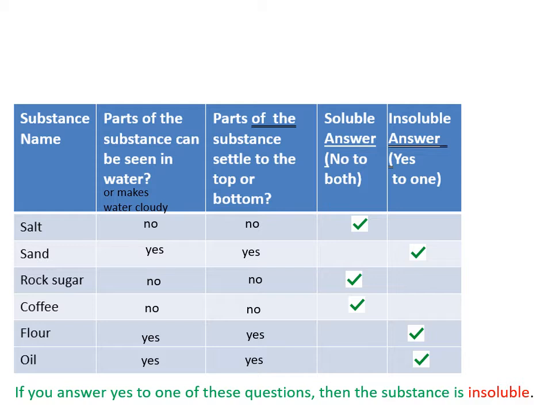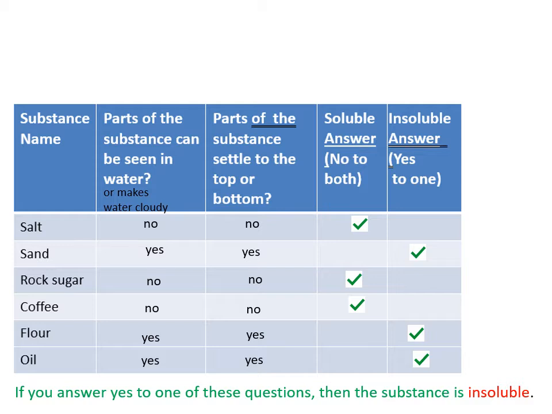So these were our results of the table and whether or not each substance was soluble or insoluble. So for example, we have salt. When we put it in water and stirred it, we could not see the salt. It didn't make the water cloudy. We couldn't see it go to the bottom of the beaker, so we determined it was soluble. No to both questions. But sand, we said yes.